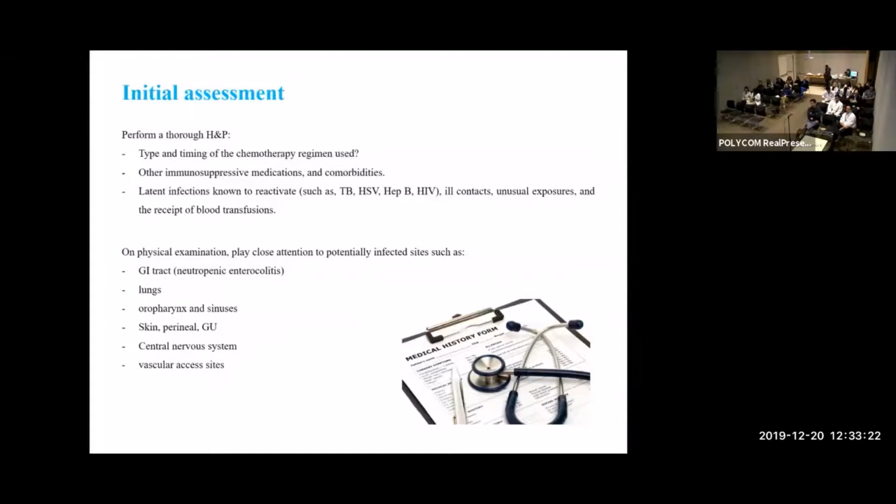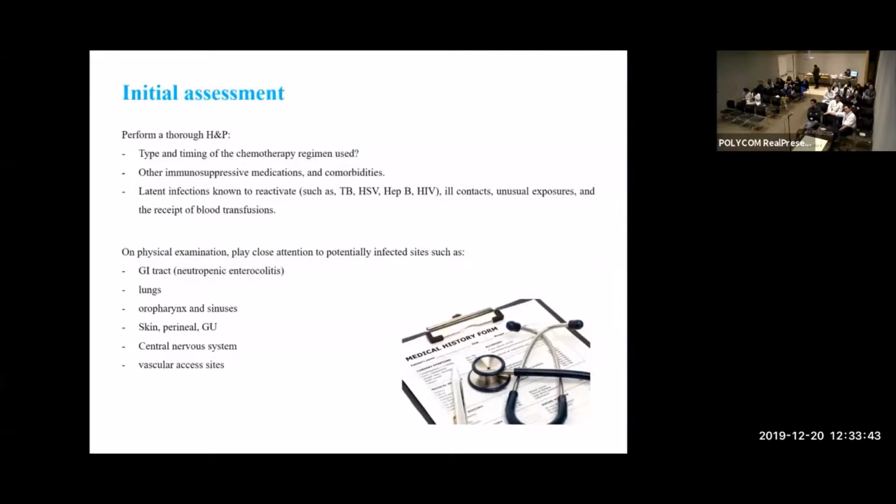So I would say that's an unusual exposure. Have they received blood in the past? And on physical exam, we should pay close attention to potentially infected sites, like, as I said, the GI tract, the skin, and the lungs, which are the most commonly involved sites of infections.